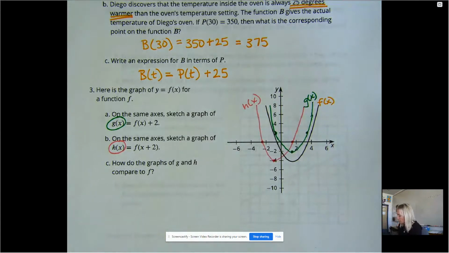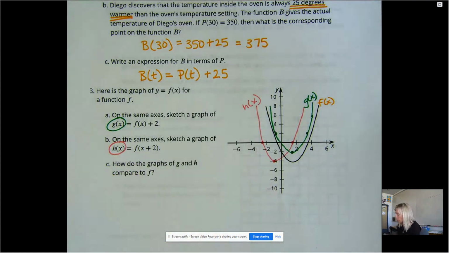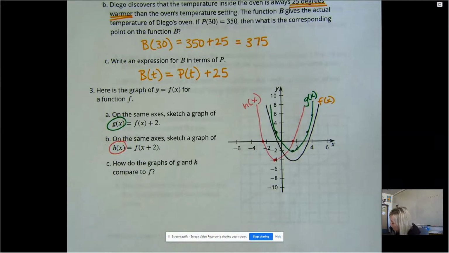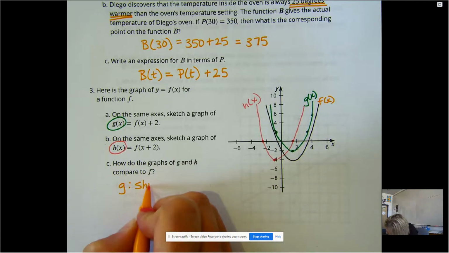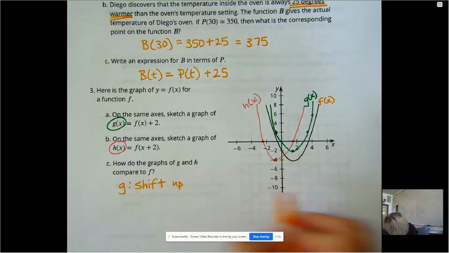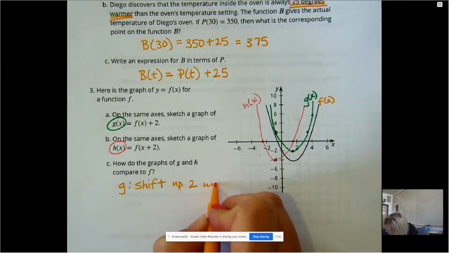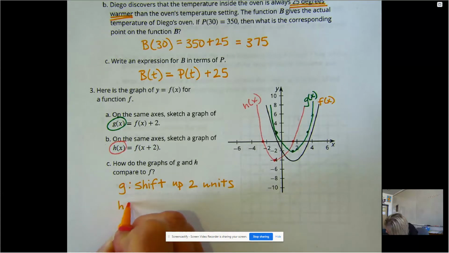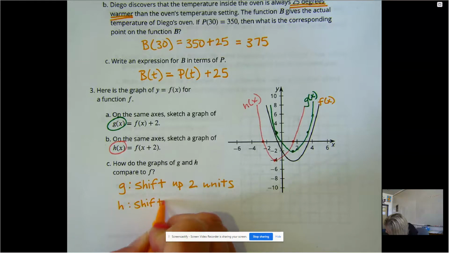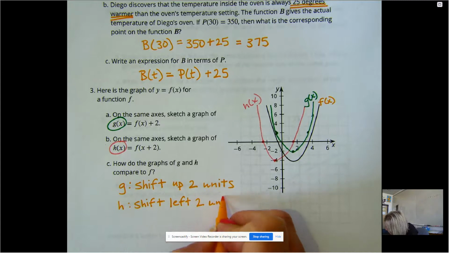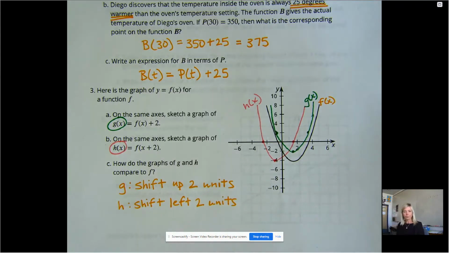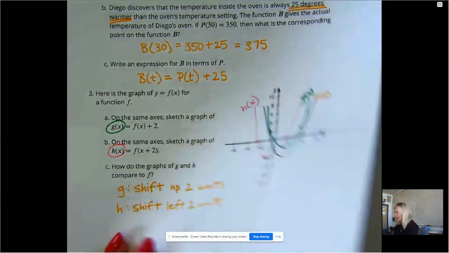Okay. So part C, how do the graphs of G and H compare to F? So graph G was shifted up 2 units, and graph H was shifted to the left 2 units. Oh my goodness, my drawings don't look very good, but it's okay. All right, moving on. Number 4.